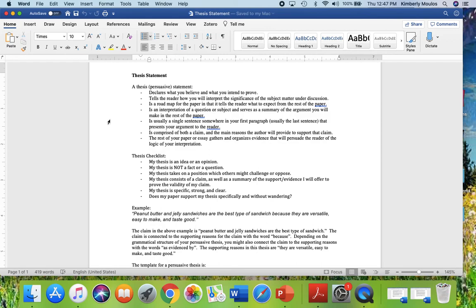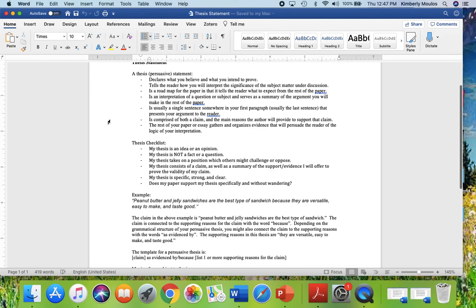It is usually a single sentence somewhere in your first paragraph. Usually it's the last sentence of the first paragraph that presents your argument to the reader. It is comprised of both a claim and the main reasons the author will provide to support that claim. The rest of your paper or essay gathers and organizes evidence that will persuade the reader of the logic of your interpretation.